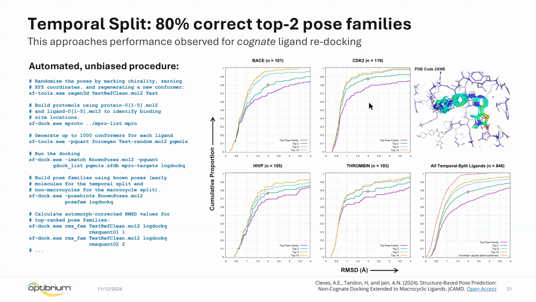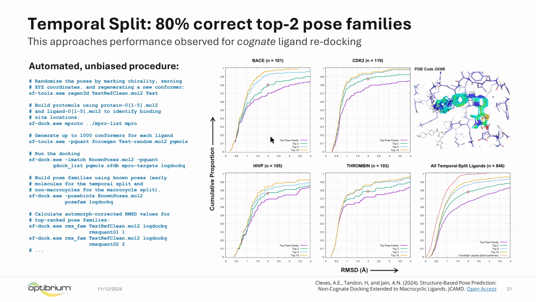So here I'm showing you cumulative histograms for base non-macrocycles, CDK2, HIV protease, thrombin. On the x-axis is RMSD in angstroms for top pose family, top 2, 5, and 10. And you can see that as you include more pose families, you get more and more success. Right here's 2 angstroms RMSD, which is typically considered to be the success threshold in docking.